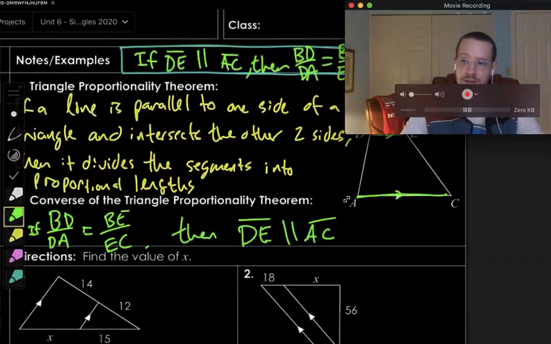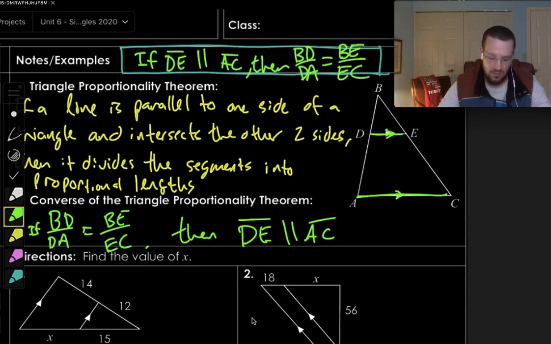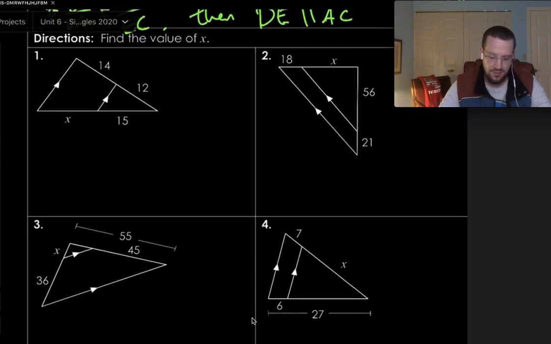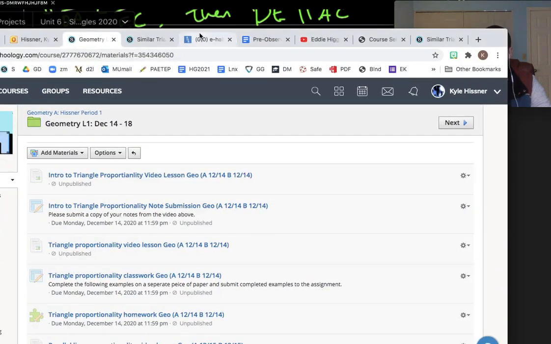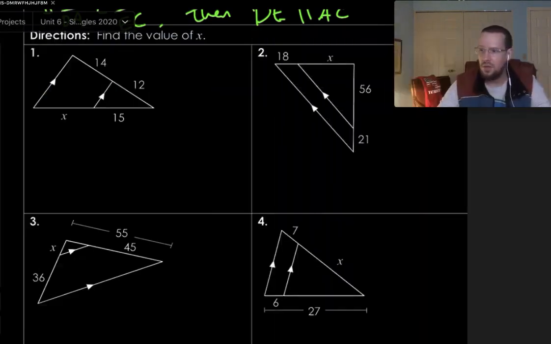Mr. Hissner here, and today we're going to continue using our similar triangles, and more specifically, we're going to be looking at the proportionality theorem in practice. So here's our proportionality theorem, and what we want to do is look at some of these problems, and really you'll find this to be mostly simple, I believe.